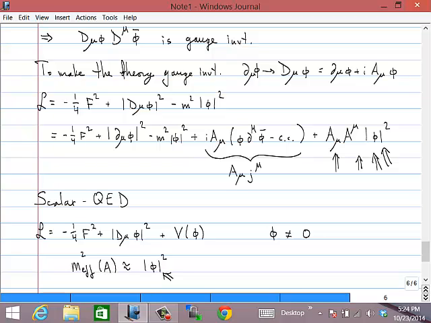Okay, what can I say? Where does it come from? I mean, another way that you might think about this is the following. So this potential V depends on the various parameters of the theory.